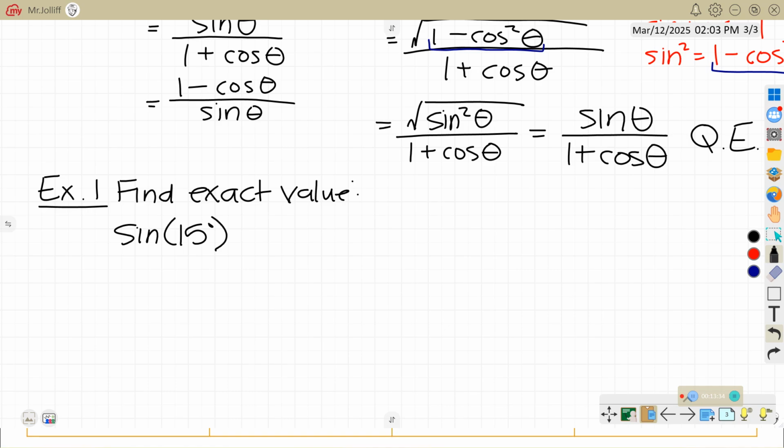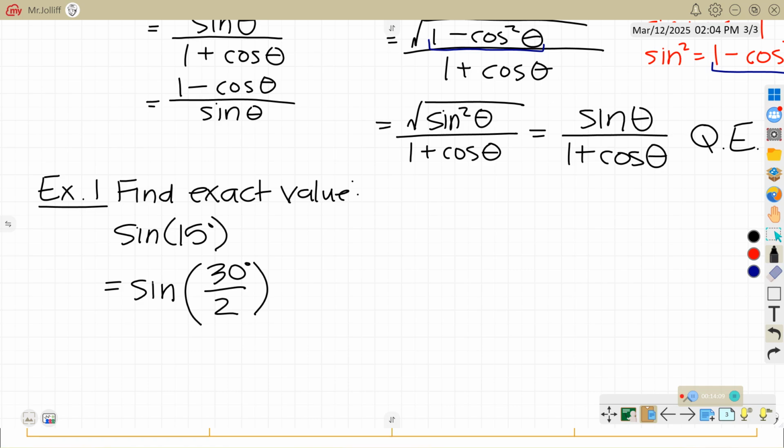15 degrees is not on here. I can't find it on the unit circle. I need to rewrite it in terms of something that is on the unit circle. So my suggestion would be, let's tackle this as sine of 30 over 2. Half of 30 is 15. That's mathematically correct, yeah? And that's a half angle, which means I can use a half angle formula to help me solve.